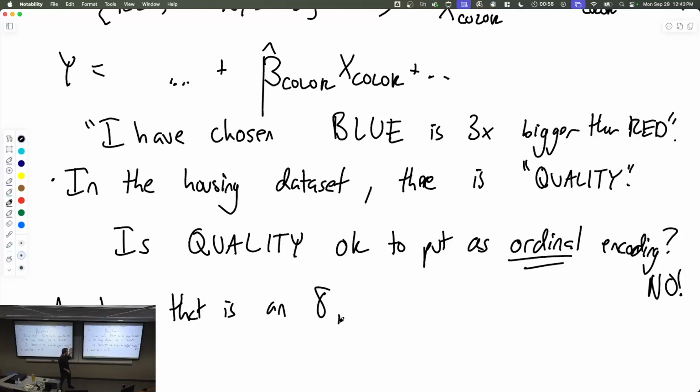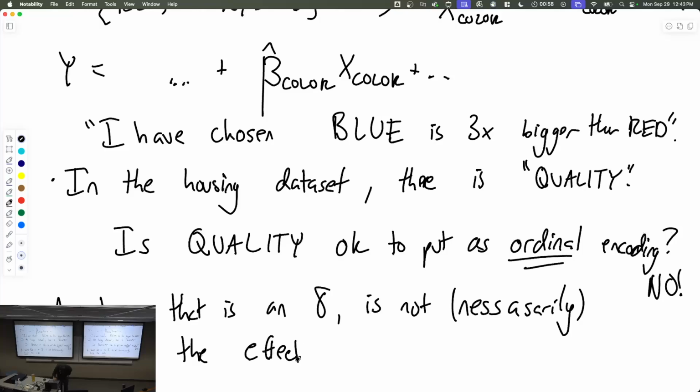By using ordinal encoding, even for this thing called quality, you will have this assumption baked in that whatever you do for an 8 has to be twice as much as what you do for a 4, and you don't necessarily want to do that. An 8 is not necessarily twice the effect of a 4. That being said, I would say maybe no.